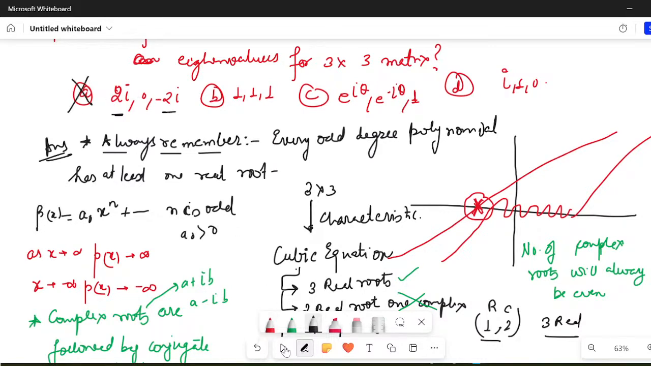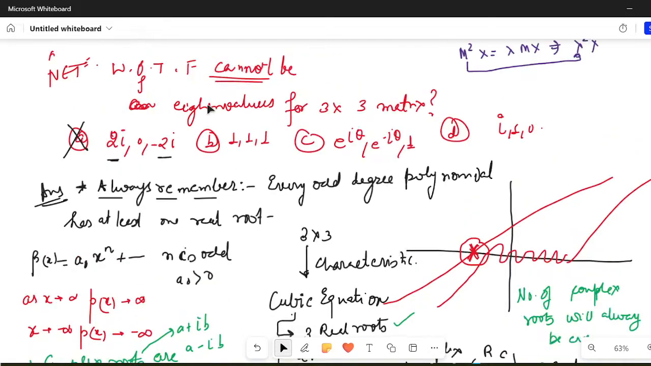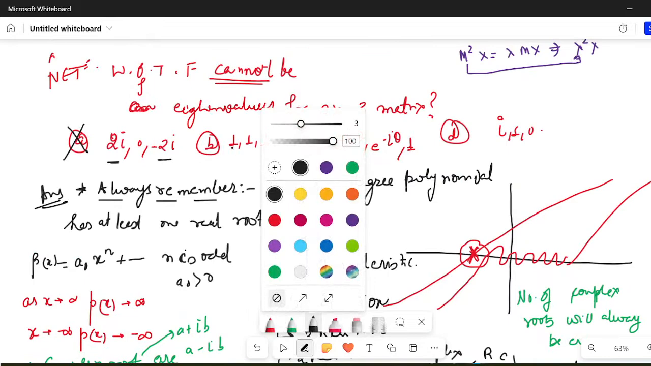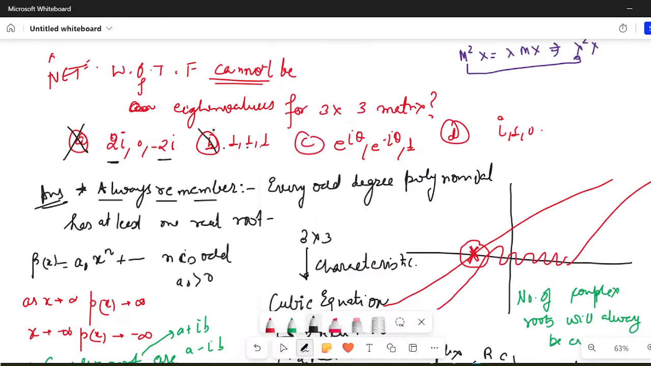Please remember, the question asked which cannot be an eigenvalue. 3 real roots can be there, so this is also not possible as an answer. We are asked which cannot be eigenvalues for a 3 cross 3 matrix. If e to the power iota is there, e to the power minus iota would be there, plus 1. So there can be 2 complex roots and 1 real root. Okay, this cannot be an answer. But just think about this. Can there be a single complex root? No, not at all. So this is the correct answer. Option D is the correct answer.